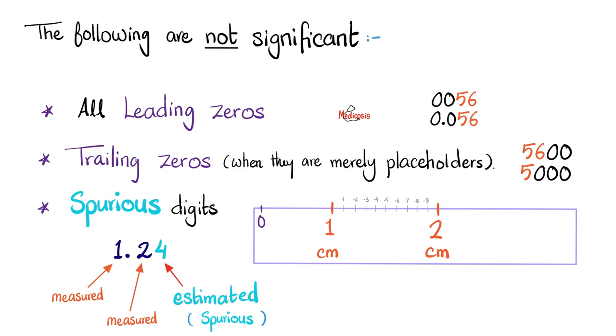Okay, but hey, Medicosis, I don't get why these are not significant, because 0.056 is not the same as 56. Yes, that is correct. But let's imagine that this is 0.056 kilometers.